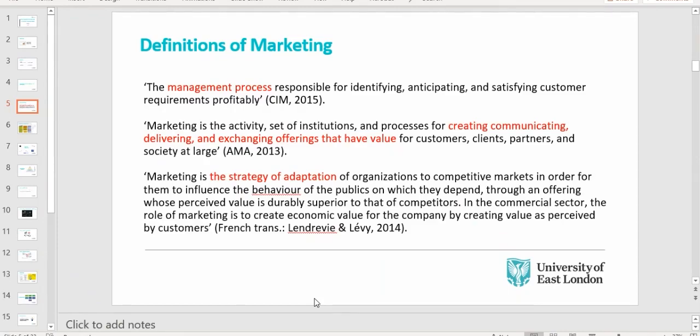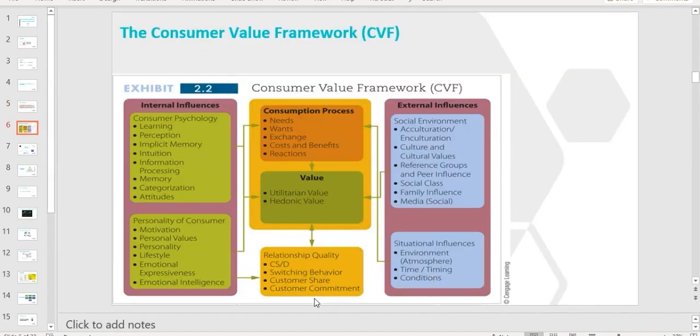All right, so those are definitions from the Chartered Institute of Marketing and the American Marketing Association, which are professional organizations in the field of marketing. Now, we really thought about what are the few important things that you need to know when you talk about marketing in general or digital marketing in specific. And that brings us to what we call a consumer value framework.